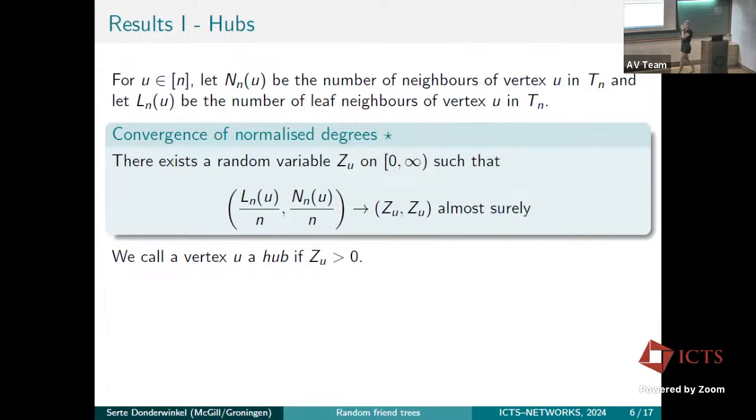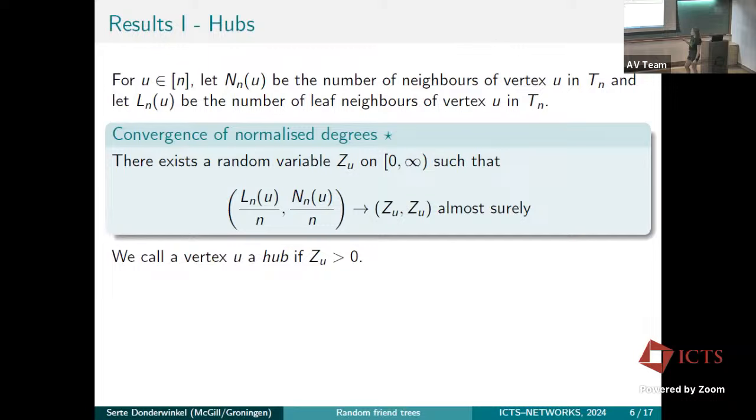Okay, so let's move over to the results. So the first result: for every vertex, we let N_n(u) be the number of neighbors of a vertex u, and we let L_n(u) be the number of leaf neighbors of a vertex. I've denoted results with a star if I'm going to give you a proof or a proof sketch later.